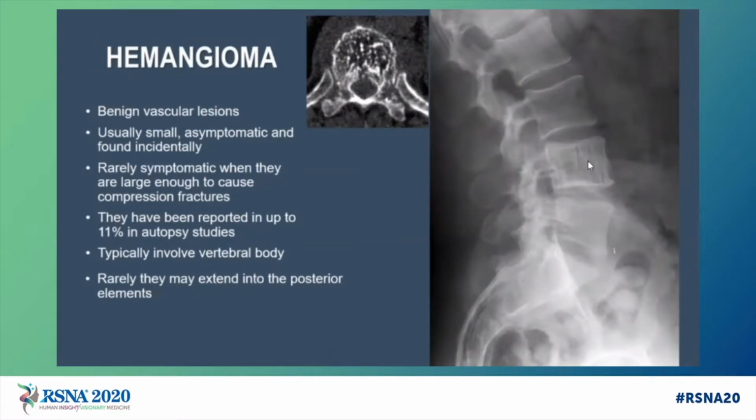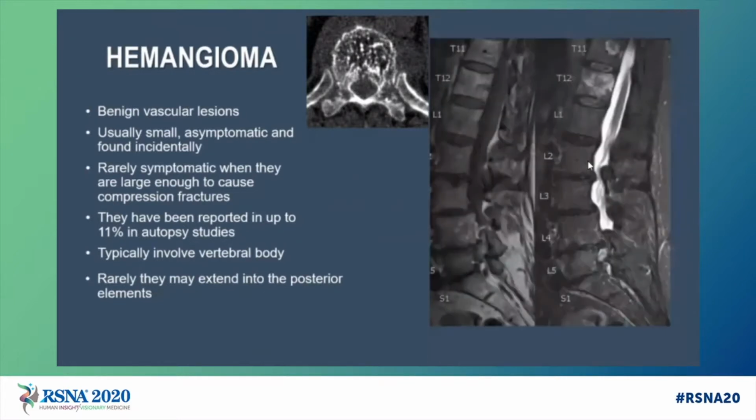Often they're not very easy to see on CT and radiographs, but much easier to see on MRI, particularly on T2-weighted fat-suppressed image, such as here, the large lesion at T12, and then the smaller lesion at T11.